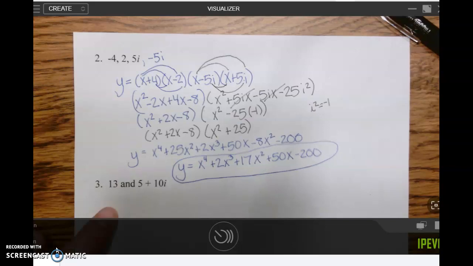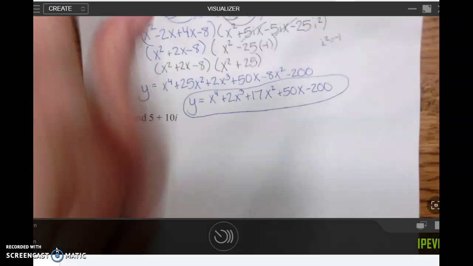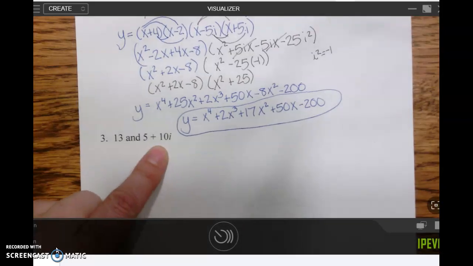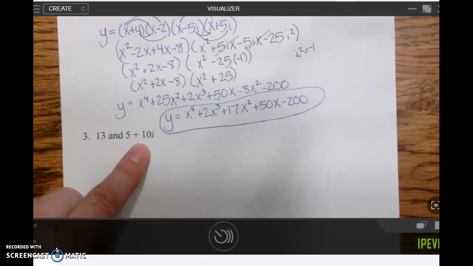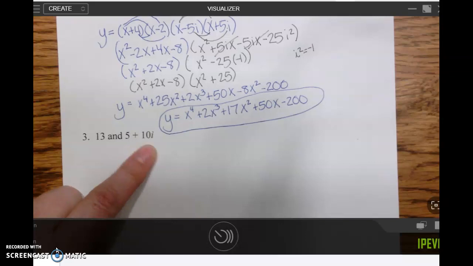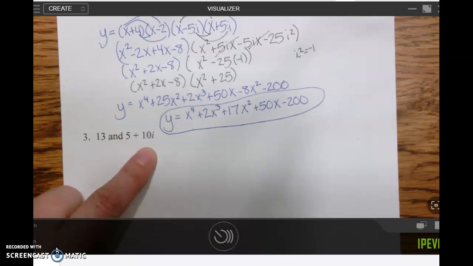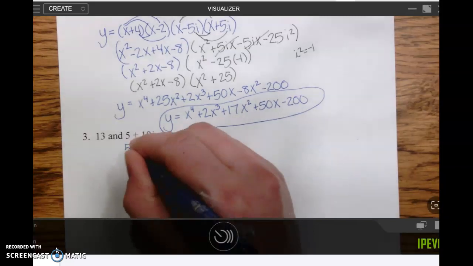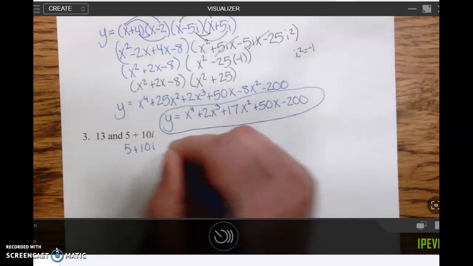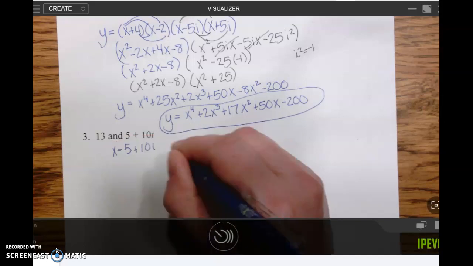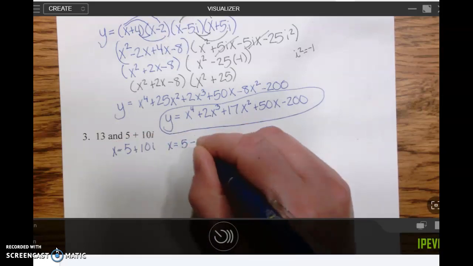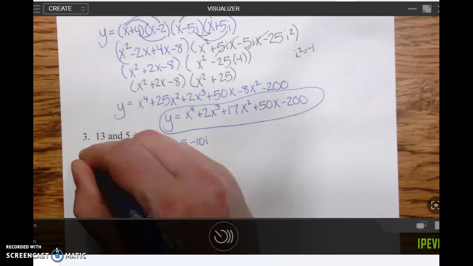And number 3 here, we have 13 and 5 plus 10i. Now, the imaginary numbers come in pairs even if there's a real part and imaginary part combined. So we have 5 plus 10i, and that means we're also going to have x is equal to 5 minus 10i, and x is 13.